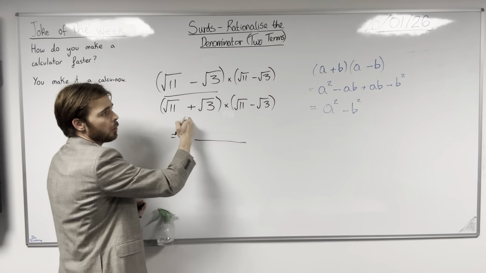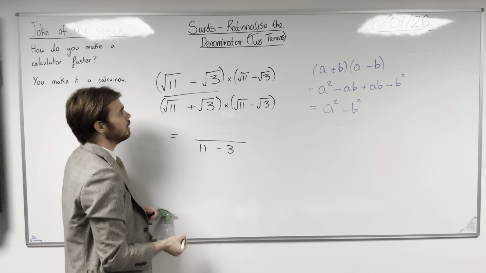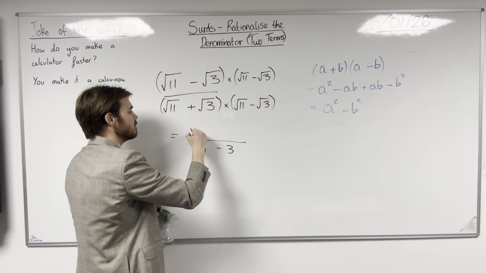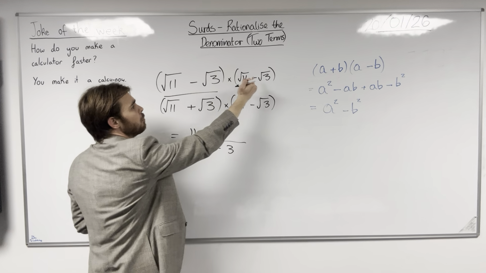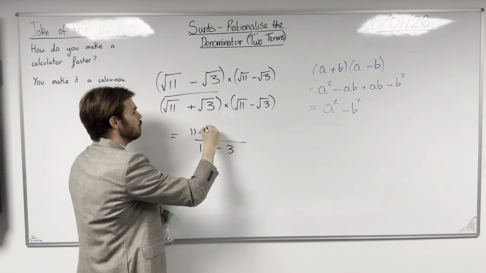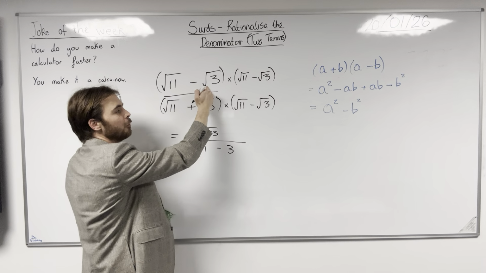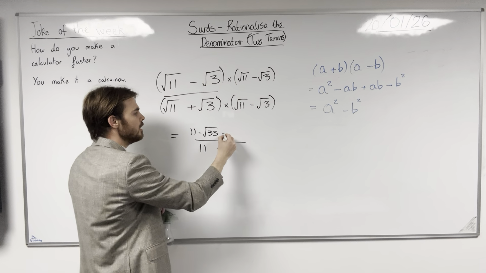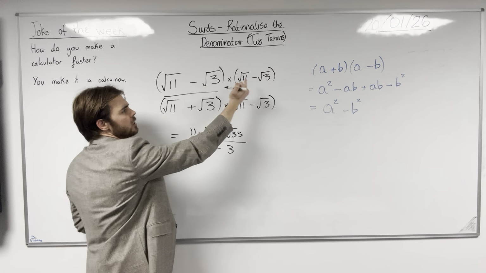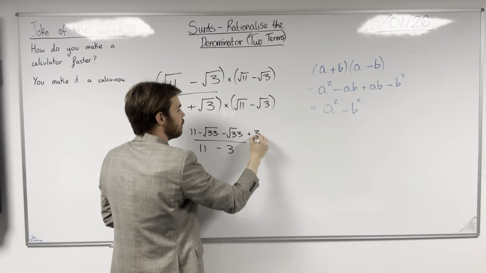On the denominator, we have a lovely difference of 2 squares, so I'm going to have 11, take away 3. But on the top, I'm going to get 4 items. I've got square root of 11 times square root of 11, which is 11. I've got square root of 11 multiplied by negative root 3. So that is going to be negative root 33. Then we've got negative root 3 multiplied by the square root of 11 again. So another negative root 33. And then on the end, root 3 times root 3 is a normal 3. And it's a negative times a negative. So we get a plus 3.